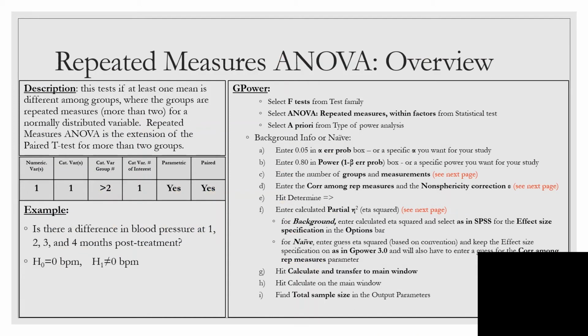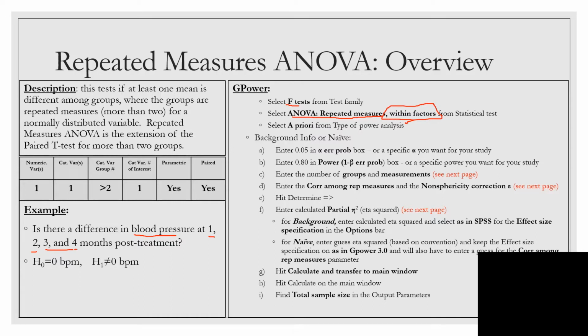Next, we have repeated measures ANOVA. The test is at least one mean is different among groups, just like ANOVA, but these groups are now repeated measures. So it's like the logical extension of a paired t-test for more than 2 groups. Like for example, if patients are tested for blood pressure not just before and after treatment, but say 1, 2, 3, and 4 months post-treatment, more than 2 groups. In G-Power, this is under the F test, but now it's ANOVA repeated measures, and we'll select within factors.